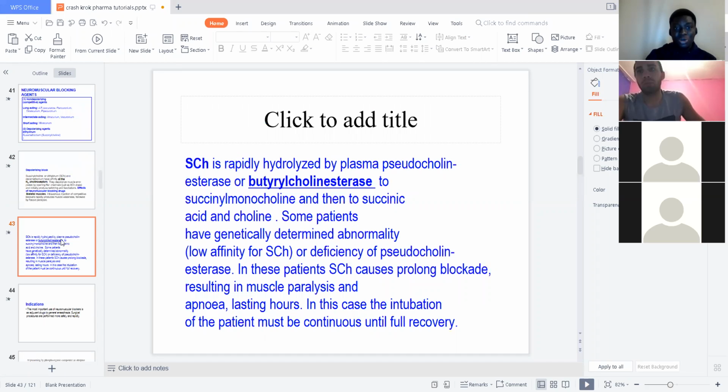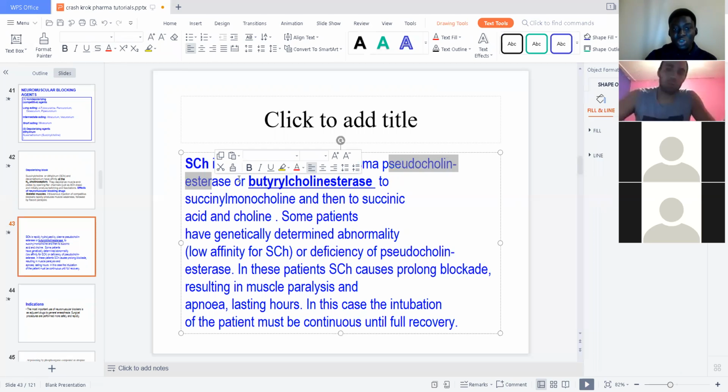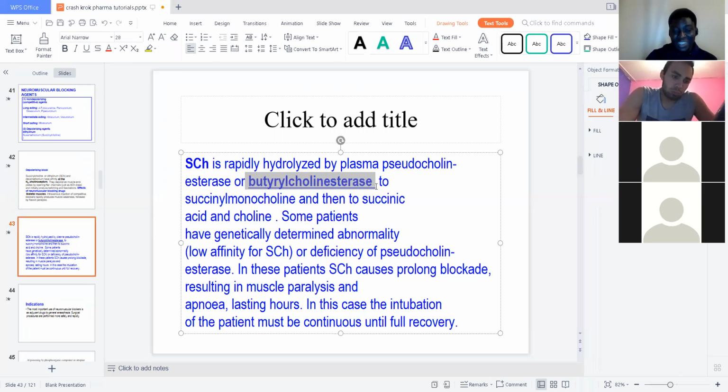Okay, I want you to take note of this. Succinylcholine is degraded by pseudocholine esterase or butyrylcholine esterase. So when you inject someone with succinylcholine, it's going to be degraded by pseudocholine esterase or butyrylcholine esterase. After some time, the effect of succinylcholine is going to reduce or stop.